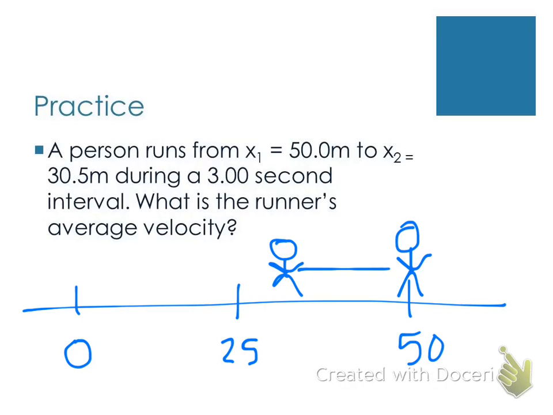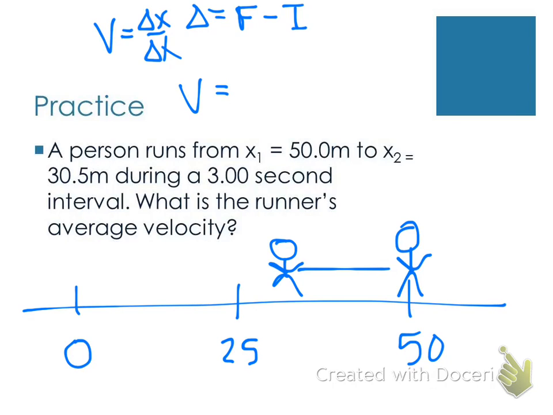So when we do our equation, we'd say velocity equals delta x over delta t. The final position, right? Delta always means final minus initial. Are we all good with that? So when we say velocity equals final displacement, what's his final position? 30.5. His starting position was at the 50-meter mark, and it took him 3 seconds to do it.